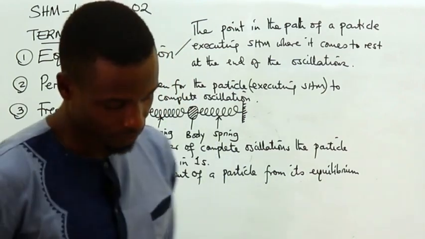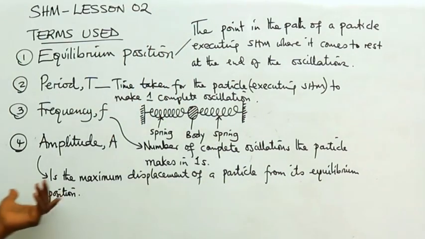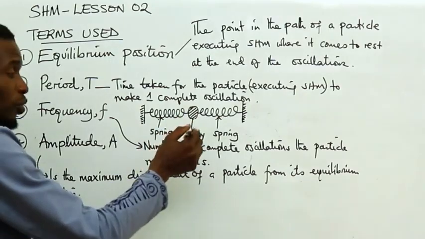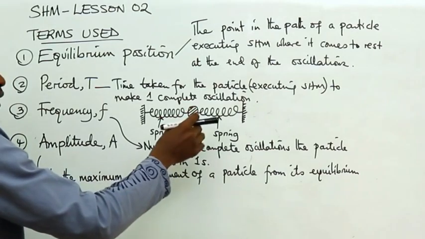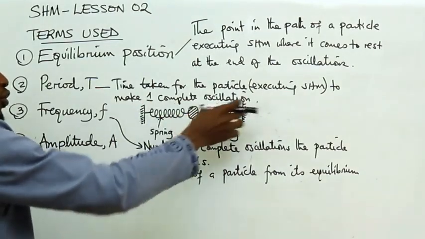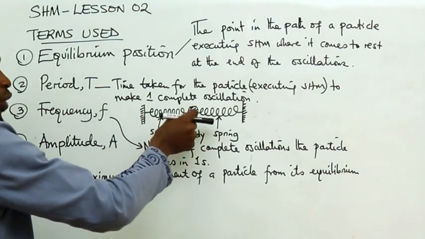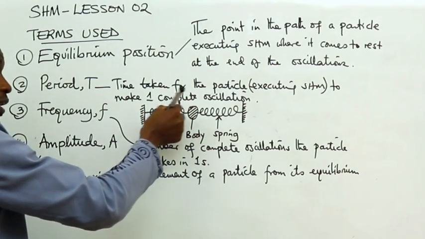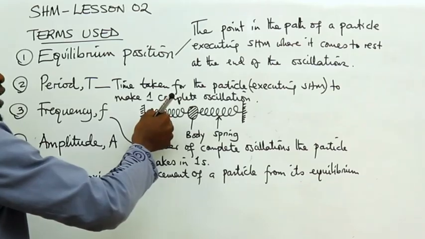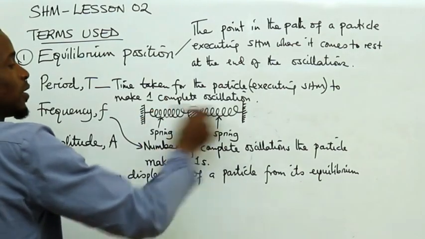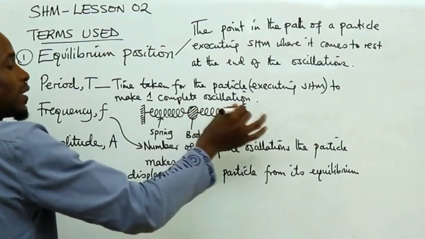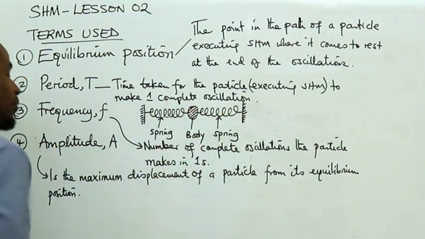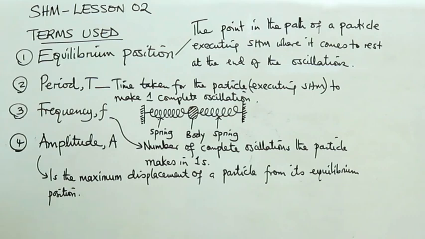Now, having understood these terms, can we go ahead? Of course, I used this simple model here. You have a body that is attached to 2 springs. So when you displace it slightly to the left, then you release it, it will start executing simple harmonic motion like that, about the equilibrium point here. So we can always have different models, but I've used this just to remind you what we learned in lesson 1.